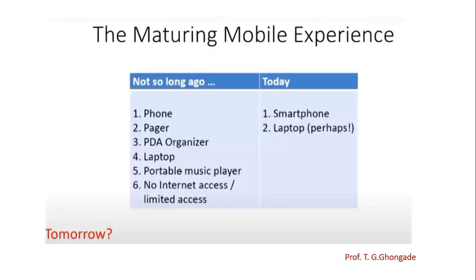Now next is maturing mobile experiences. What does maturing mobile experiences actually mean? Traditionally, we were using a phone, pager, PDA organizer, laptop, and portable music players. But at that time, this much internet facility was not there. Today, we have all these applications on a single device, on a smartphone, and perhaps on a laptop.